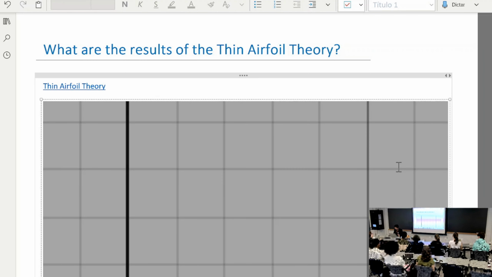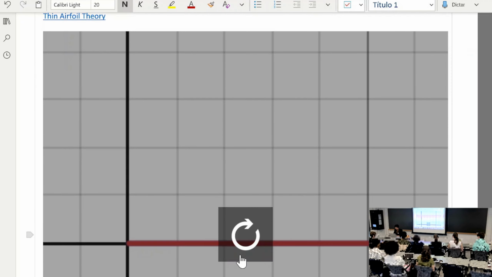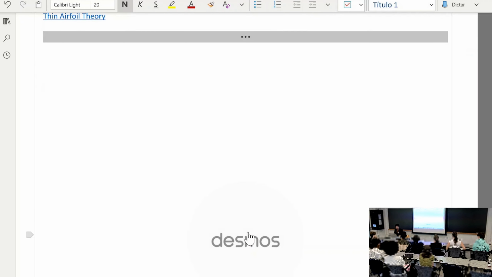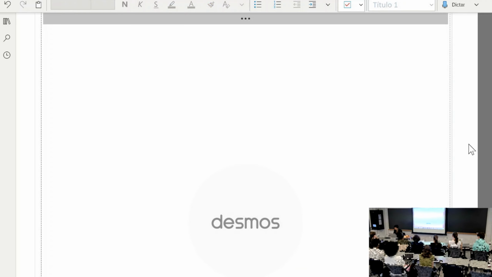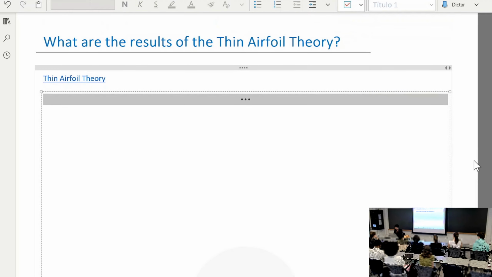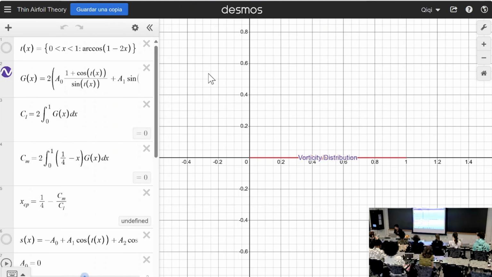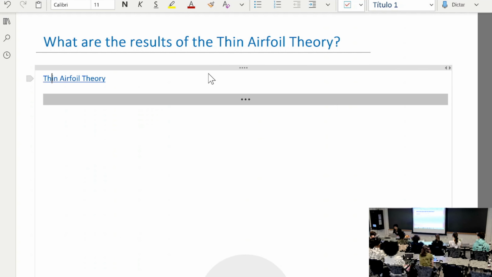Okay, so what are the results of the thin airfoil theory? Let's skip all the derivation and show just the result. Don't know, sometimes it doesn't work. Let me just click. Okay, this works.